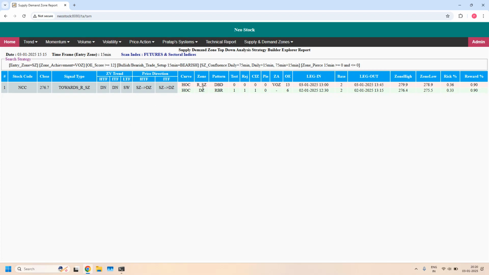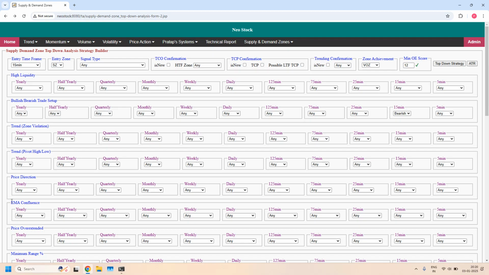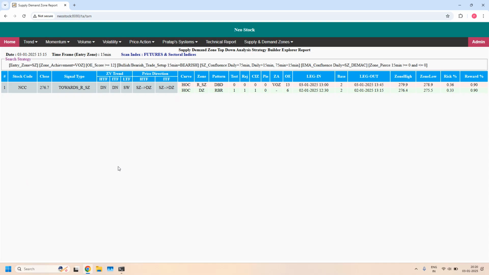So in this stock, this 15-minute supply zone is part of the 75-minute supply zone, both together part of the daily supply zone. And the daily trend is a downtrend for this stock. If this daily supply zone is having daily EMA, this stock is even more high probability trade setup supported stock. Let us verify. In the EMA confluence, at daily time frame, daily supply zone having daily EMA confluence filter is enabled. So it is filtered. That means this is even more high probability trade setup supported supply zone.